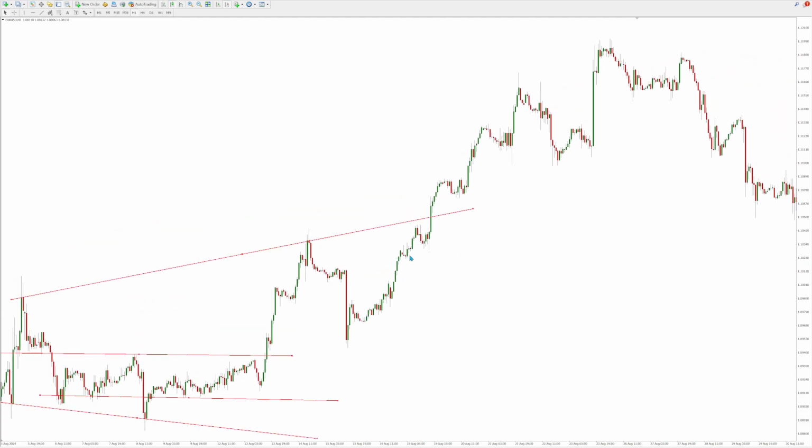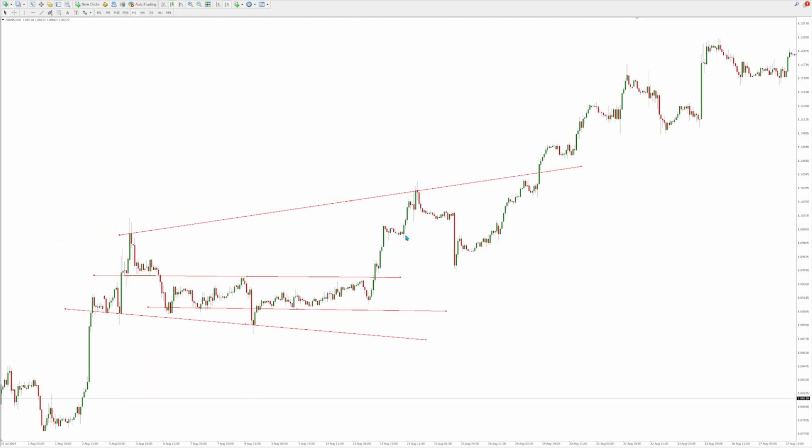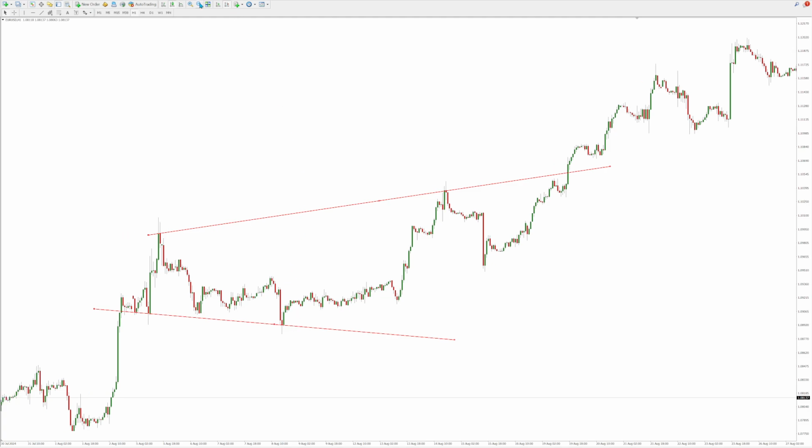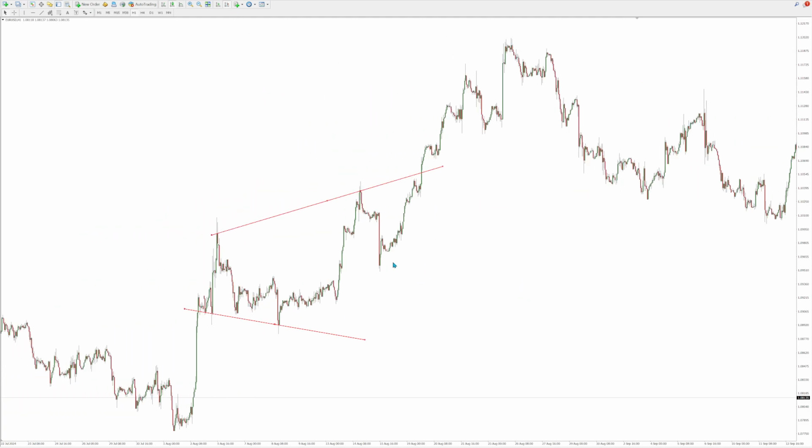Okay, so they can be open to interpretation, not just in terms of how to draw them. I'll just remove this to avoid confusion, but not just how to draw the broadening formation, but also how to trade it. As I said, some people will trade the breakout, which would be here. Others would trade the reversal.